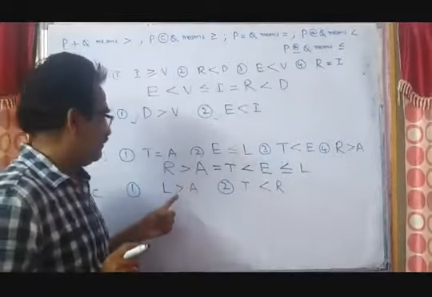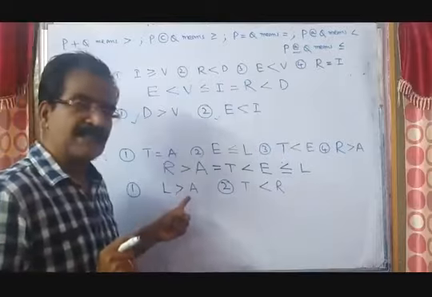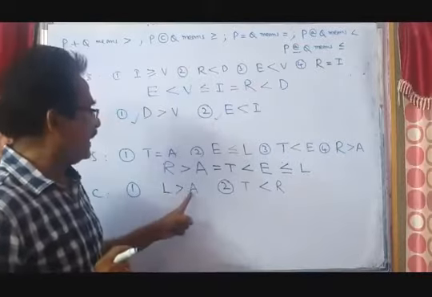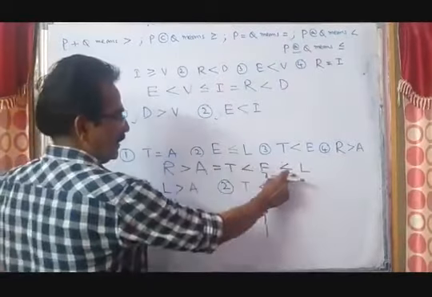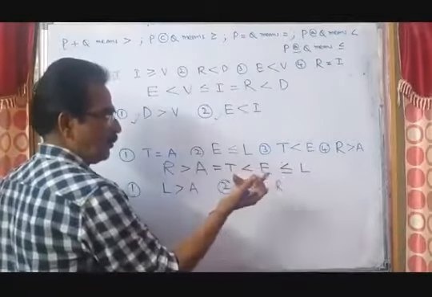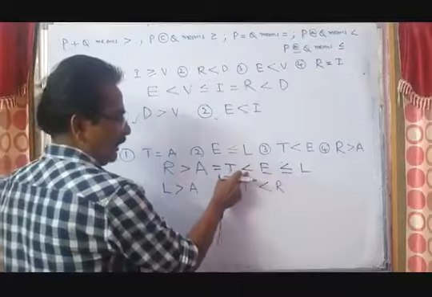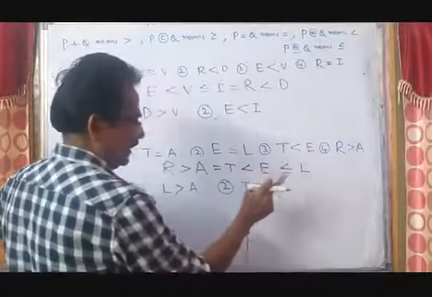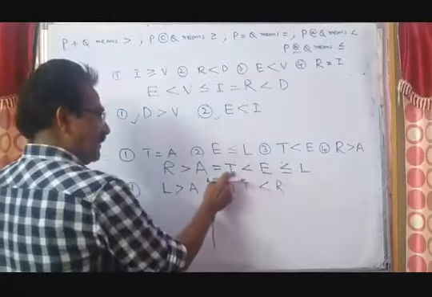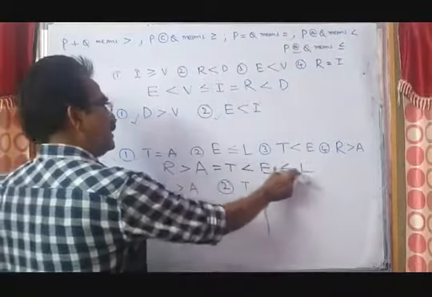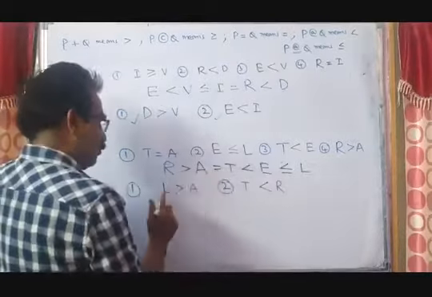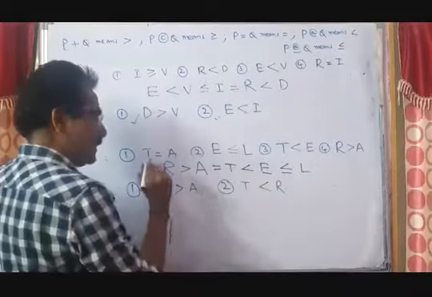Now let us verify the truth of these conclusions. L greater than A. L, A: greater than or equal to and greater than symbols are there, so greater than is followed. L greater than T. Of course T is equal to A, then L greater than A also. So the first conclusion is true.